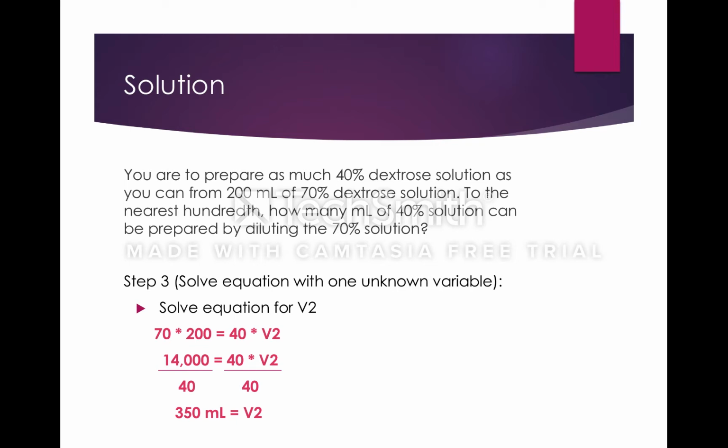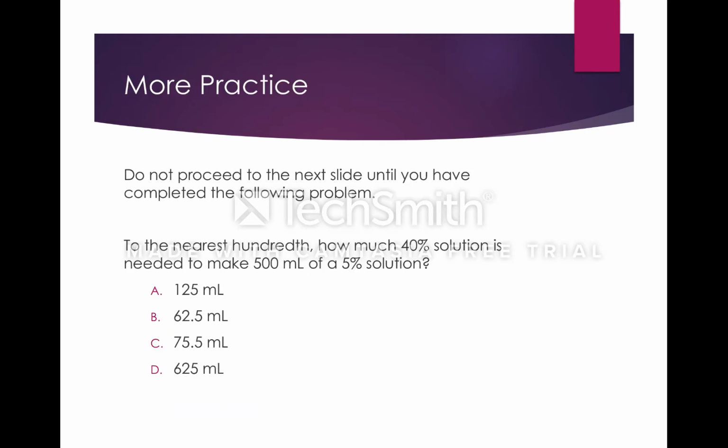Finally, step 3, our third and final step, we're solving for V2. We multiply 70 times 200 for a product of 14,000, divide both sides by 40 to once again isolate that variable. And lastly, we do 14,000 divided by 40 equals 350 milliliters. That is our V2, what we have been looking for. On to the next practice problem.